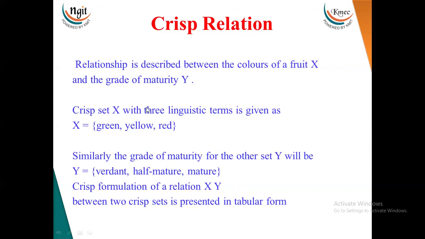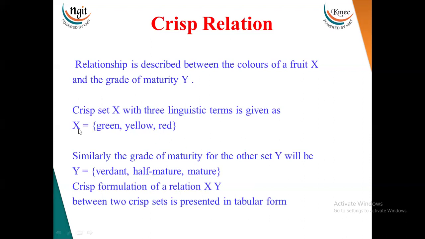For example, if it is green, I'll say that it is not ripen. That is the maturity of your fruit. So what is the relation now? There is a relation between the color and the maturity. The color of the fruit is defined as X. So in the crisp set, X equal to green, yellow, red, and maturity Y equal to verdant, half mature, and mature.